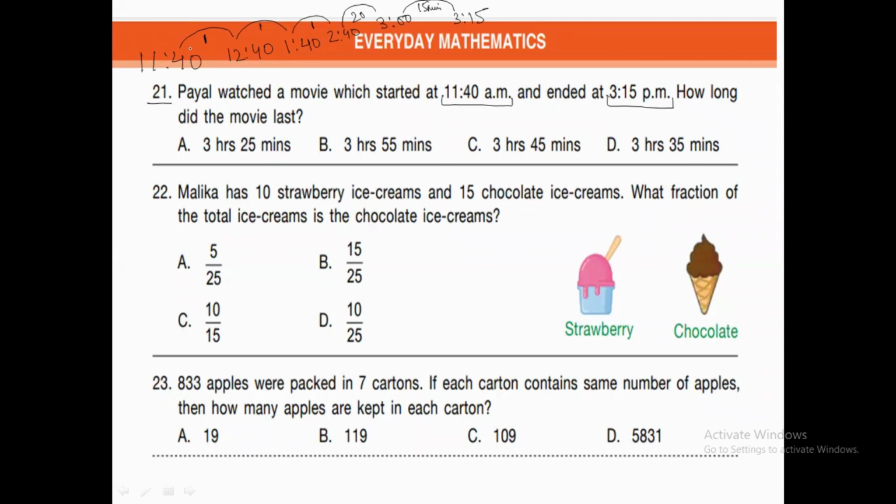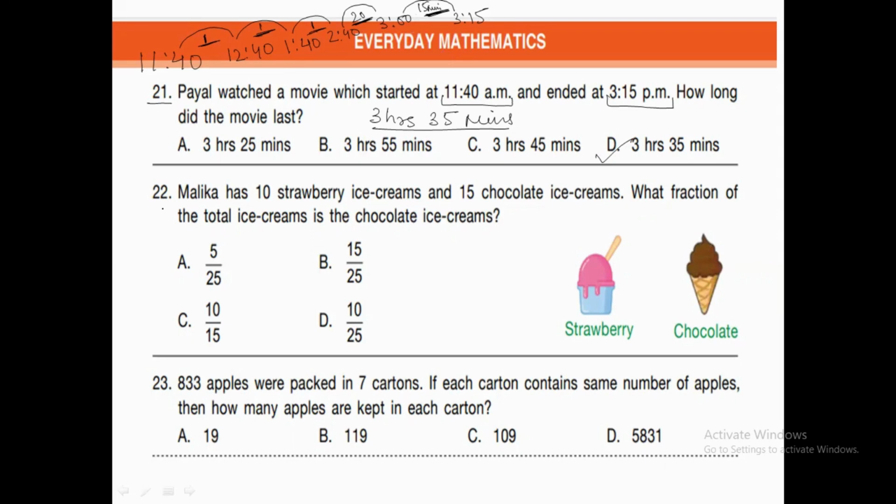Okay, so now what we need to do is add all these hours and minutes, according to the jumps we have taken. So it will be 1 hour plus 1 hour, 2 hours, 2 hours plus 1 hour, 3 hours, 3 hours plus 20 minutes is equal to 3 hours and 20 minutes, and 3 hours and 20 minutes plus 15 minutes will be 3 hours 35 minutes. So the movie lasts for 3 hours and 35 minutes. So which will be our correct answer according to that? Option number D will be our correct answer. Understood?